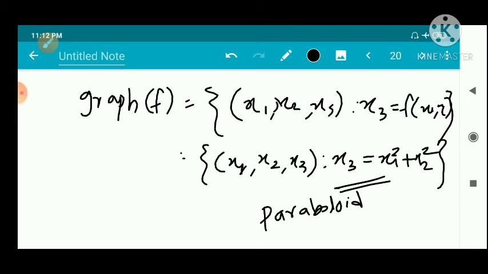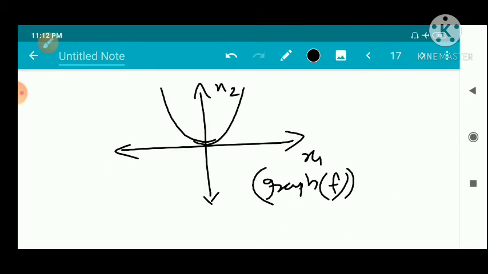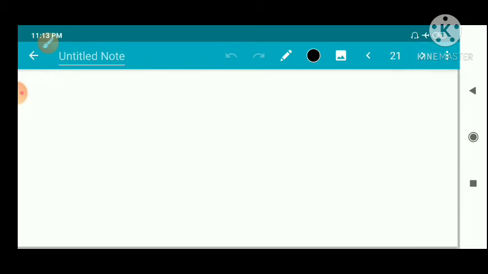In the case n equal to 1 we get a parabola. Then when n equal to 0, the graph of f is a parabola. So when n equal to 1, the graph of f is the 3-dimensional figure of a parabola. That is a paraboloid. Now we have to sketch the level set.